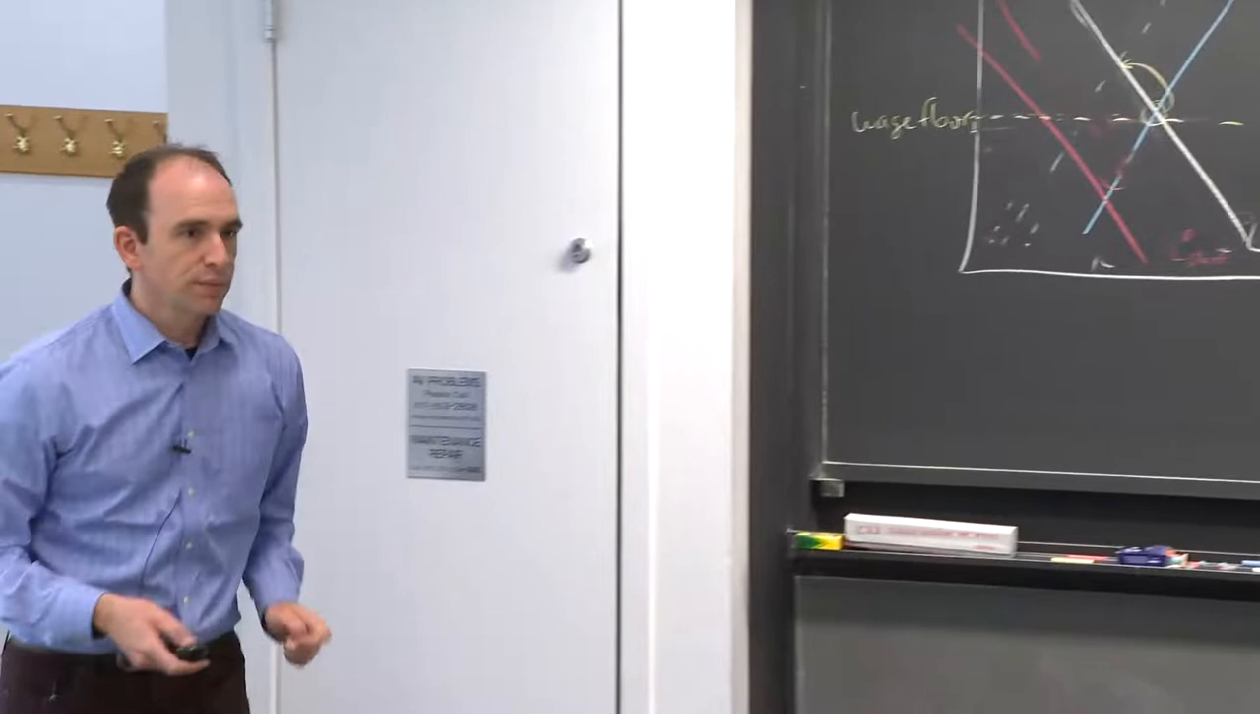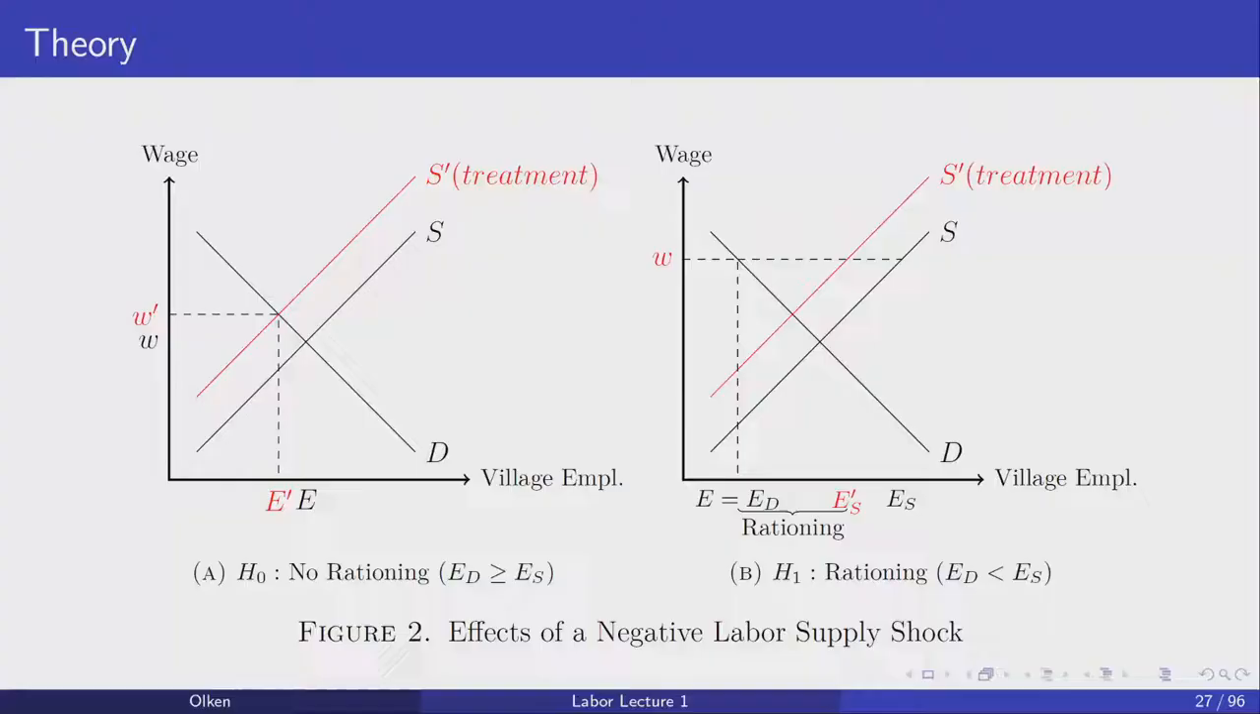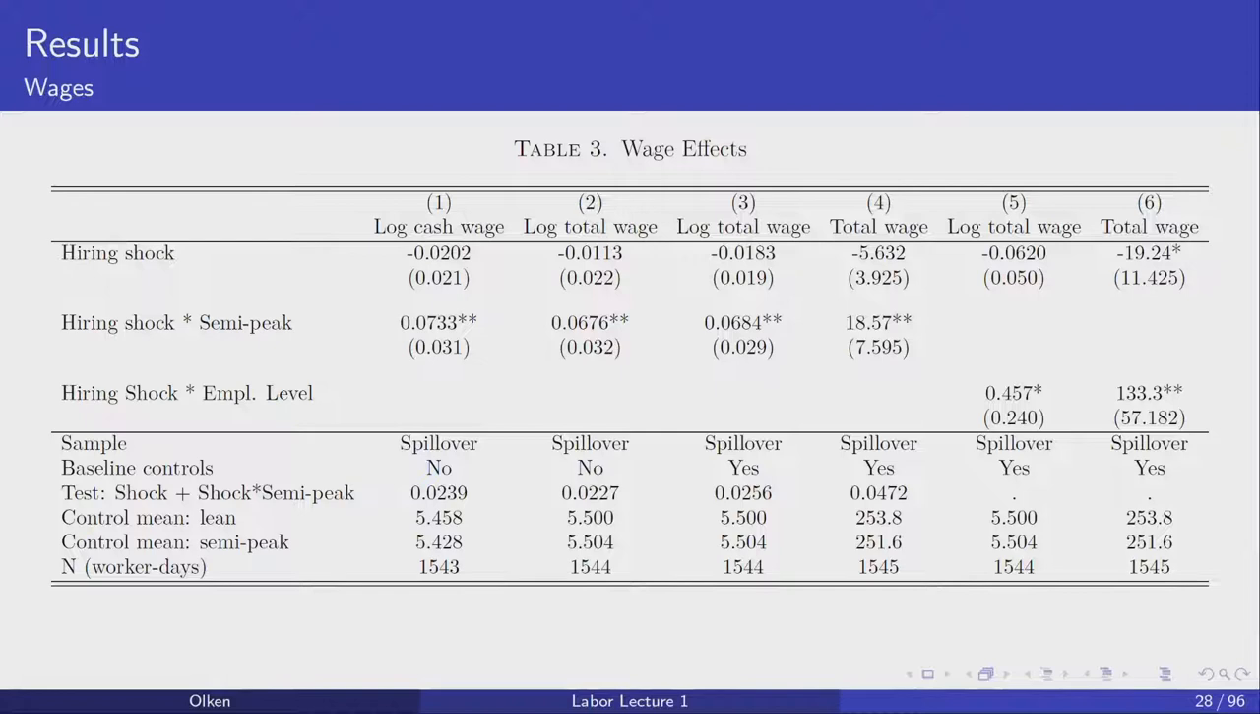Okay. So this is basically just showing you what I just drew, so I don't need to say that. Okay, fine. So what they're going to then do is look at the hiring shock, right? That's the negative labor supply reduction, interacting with whether you're in the peak period. And they can measure this by being in the peak agricultural period in these areas, or by the overall employment level as a measure of how high labor demand is. So the first thing they're going to do, they're going to look at what they call the spillover sample.